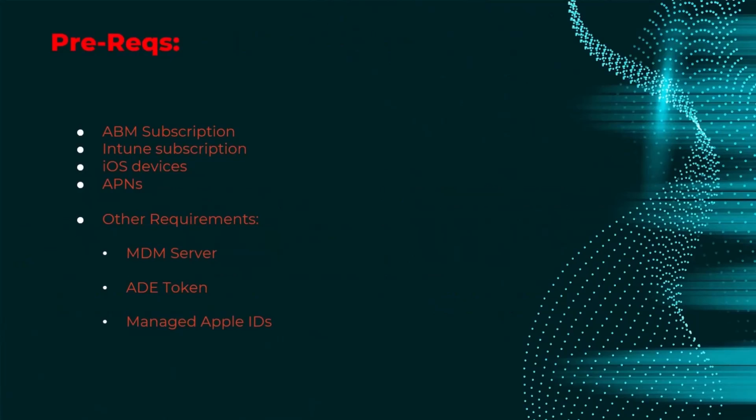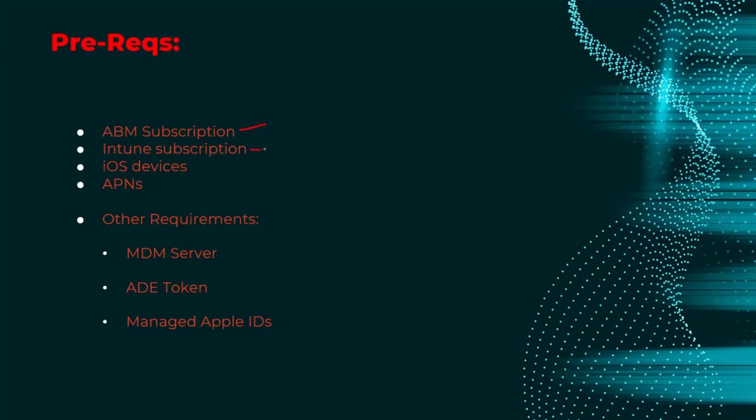Now let's talk about ABM or DEP or ASM. We have already spoken about these terminologies of what ADE or DEP is and what ABM or ASM is. We are going to take a look over those portals very shortly. But first, let's talk about the prerequisites, as in what are the things that we need in order to do an ADE or a DEP enrollment. We need an Apple Business Manager or Apple School Manager subscription. And in order to get that subscription, we need to have a DUNS ID or DUNS number.